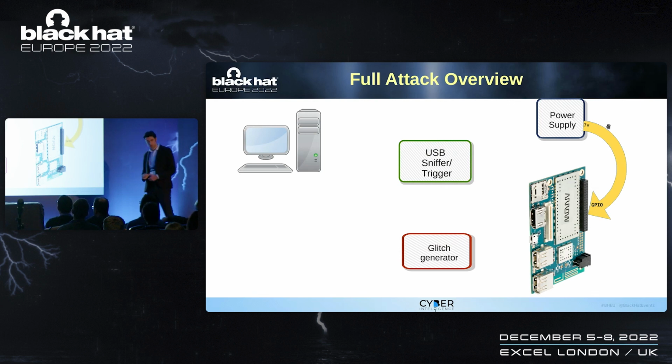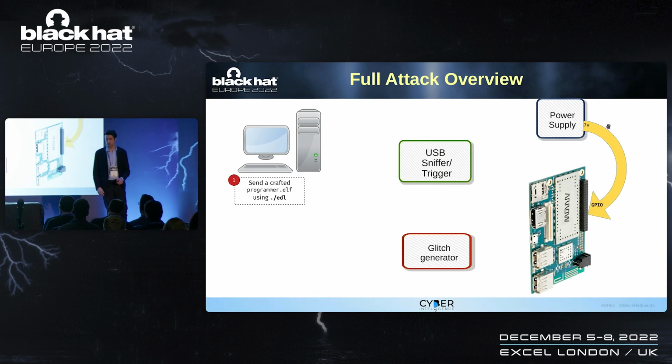So I'll show you this full attack overview, and later on, Vicente will give you more precise details about the equipment we have used, and we will do a real demo of what we are presenting here today. So we have our computer. Okay, we have also a USB sniffer, we are using the Beagle, but you can use different stuff. We have the glitch generator. Okay, we are using ChipWhisperer Nano, but this is something we'll explain later on. And we have a power supply, which basically is powering the board.